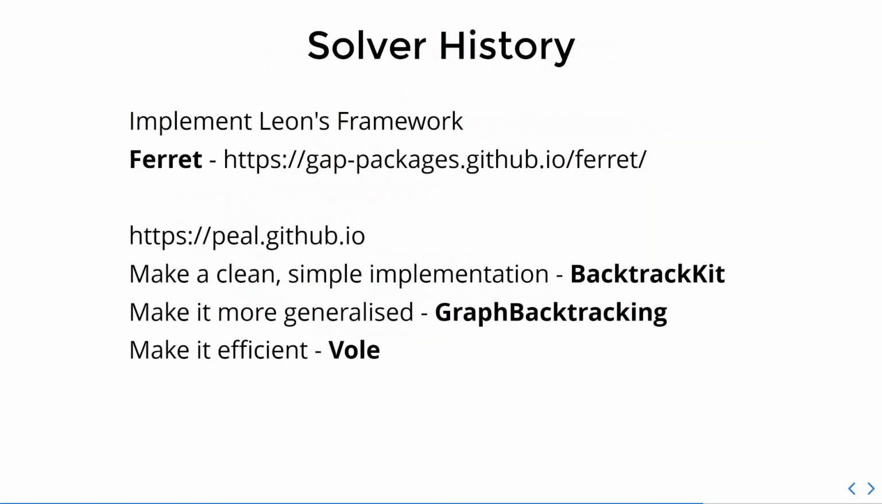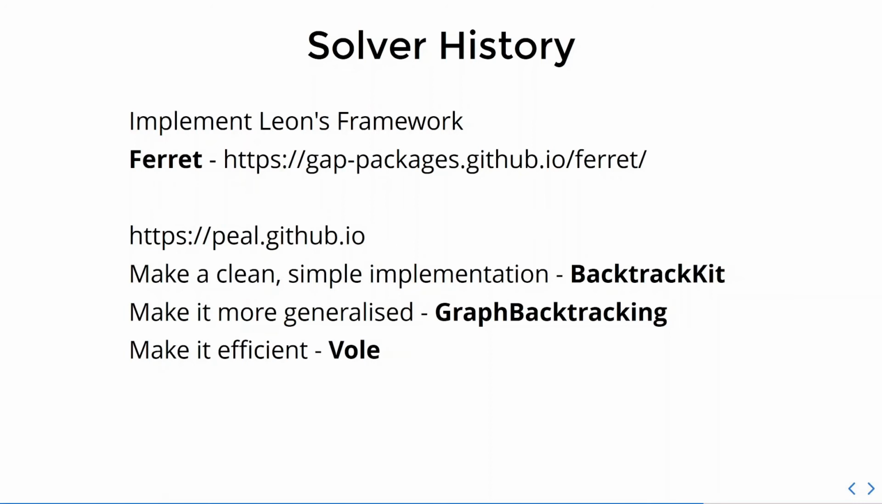So, how did we build on this? Turns out we wrote 4 solvers. So first of all, we tried to do a fairly simple and direct implementation of Leon's framework, but efficient. And so we did this, and we used this to make some small extensions. This is called Ferret. The name doesn't really mean anything. We just like the idea of ferreting to search out solutions. And you can find this at the URL listed here.